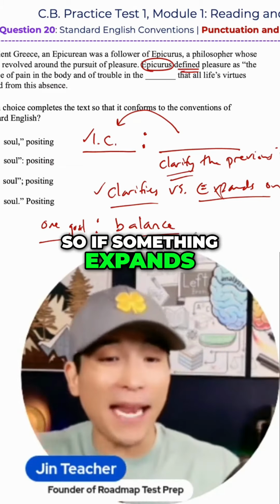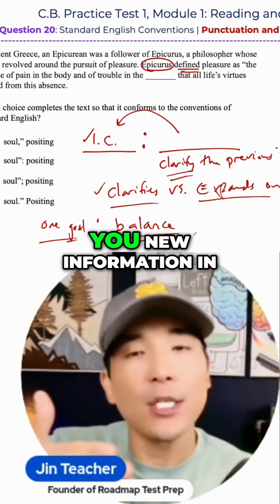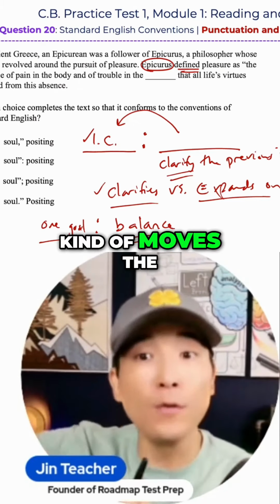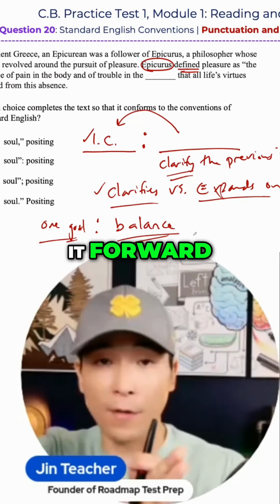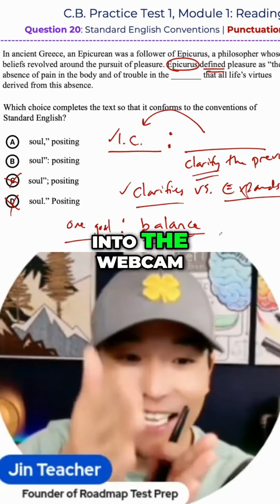So if something expands on what was previously talked about, it's going to provide you new information in a way that just kind of moves the information forward, not referring back, but kind of moves it forward. Okay, forward. I'm trying to look into the webcam, forward.